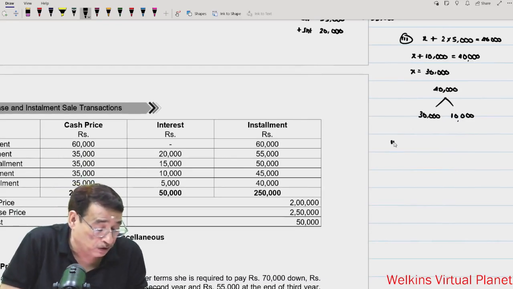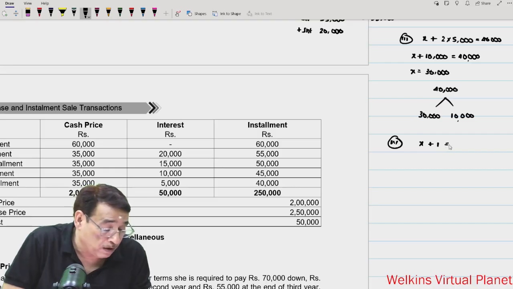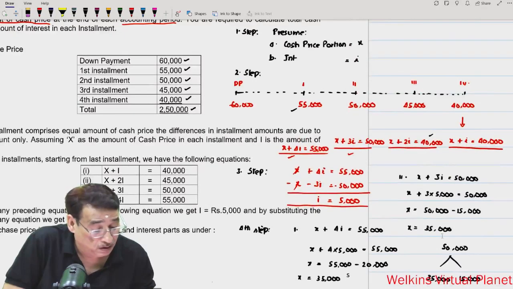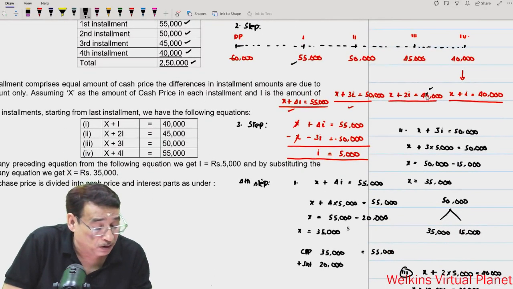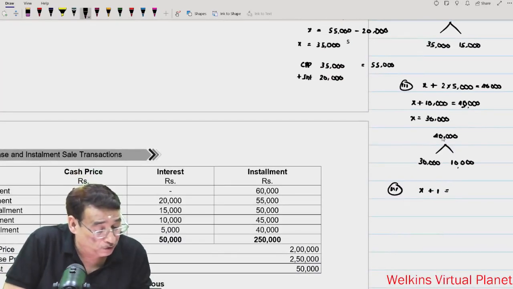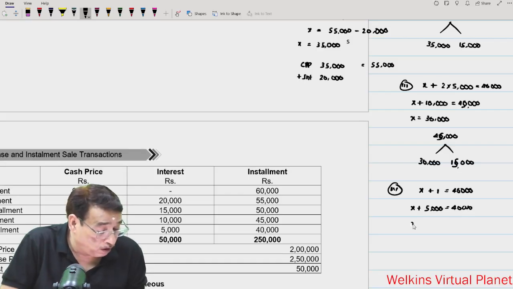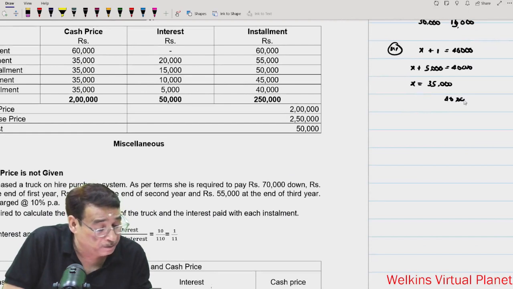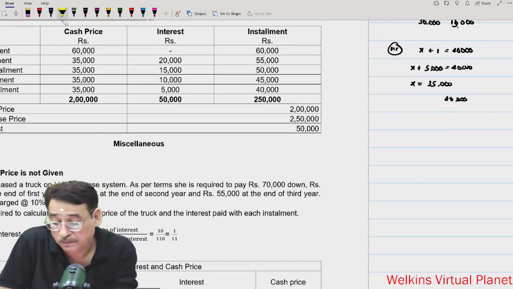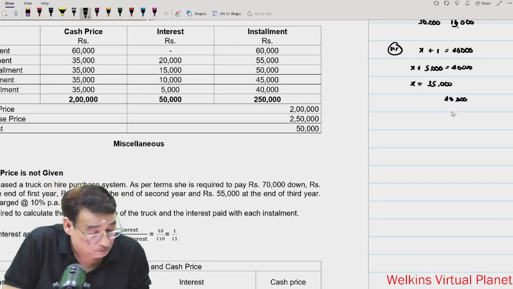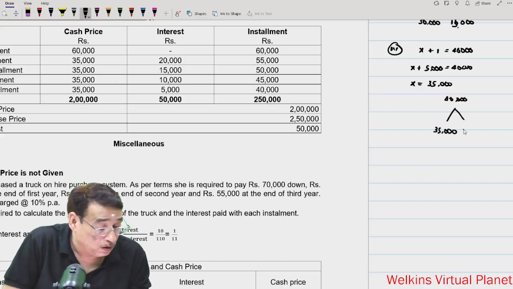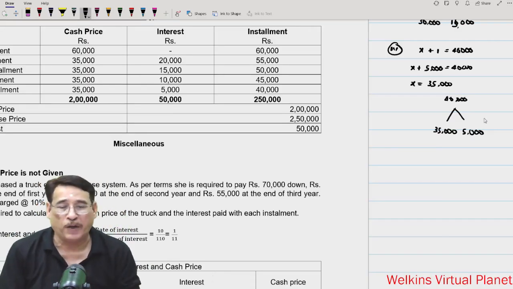And similarly, as far as your fourth installment is concerned, x plus i is equal to, what was the amount I think? It is 45,000, sorry. It is 40,000. Anyway, x plus i is equal to 40,000. So x plus i, where i is 5,000, is equal to 40,000. Or x is equal to 35,000. That means out of 40,000, your cash price is equal to 35,000, and 5,000 is interest. So now you have determined cash price and interest for each installment.